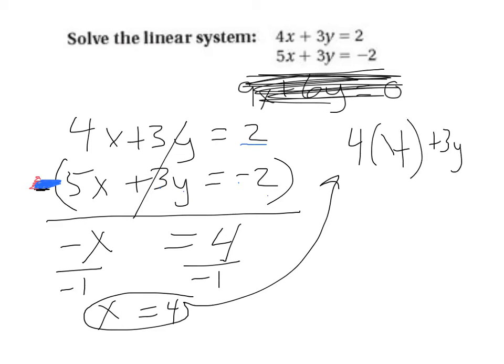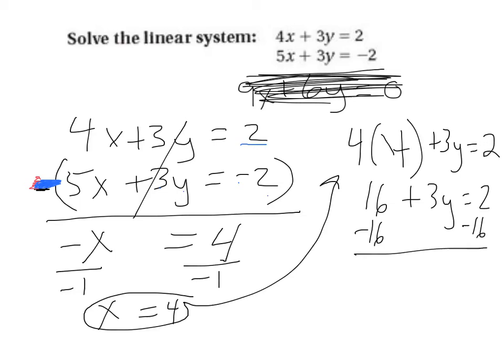Plus 3y equals 2. 16 is the same as negative 16. How about, oopsies. Did you catch the mistake? I certainly did. Good thing I did.